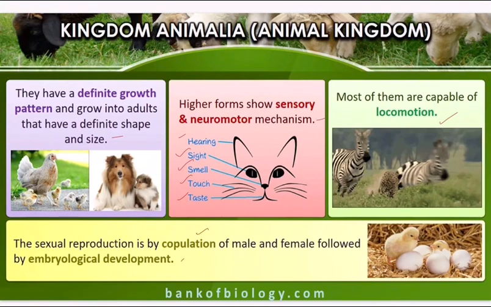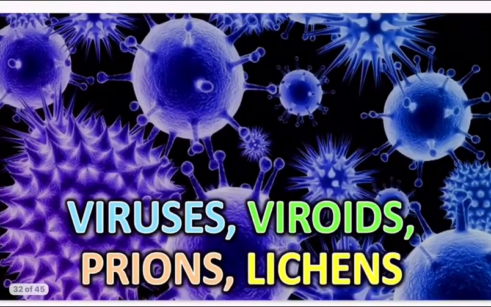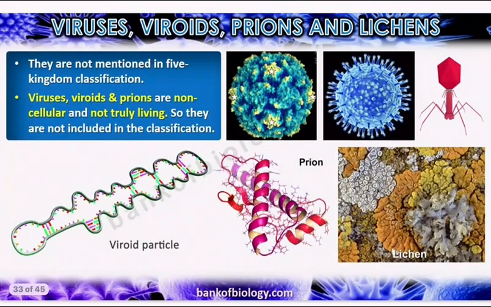They may be saprophytes, parasites, or symbionts also. They digest their food in an intestinal cavity or internal cavity and store their food as glycogen or fat in the liver. They follow a definite growth pattern, and higher forms have elaborate sensory and neuromotor mechanism. Most of them show locomotion. Sexual reproduction is by copulation of male and female or gametic fusion, followed by embryonic development. We go to the next class.